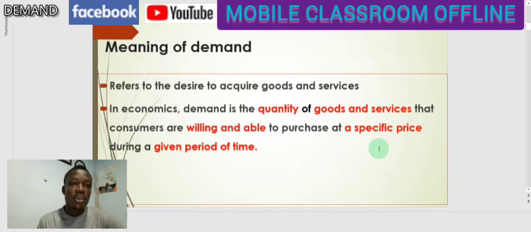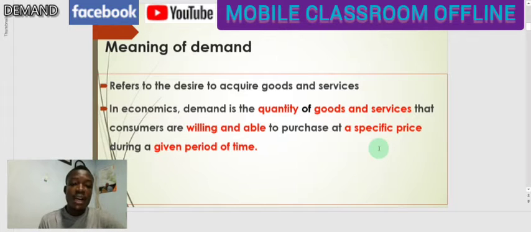Demand in economics does not only refer to the desire to have, but it comes with the will and ability to purchase. So when you desire to have a product and you don't have what it takes to acquire the product, in economics, it is not a demand. It becomes demand when you desire the goods and then you have what it takes to acquire the goods before the demand is complete.